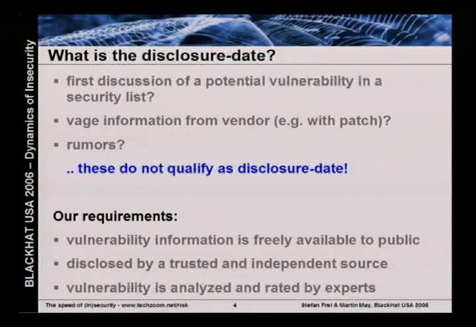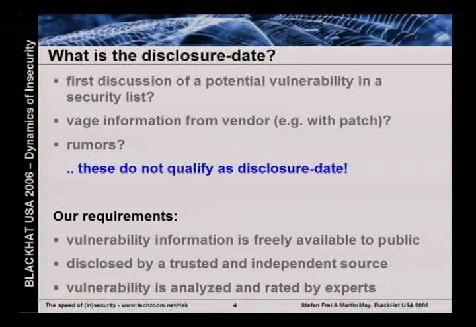So what is the disclosure date? There are lots of different opinions around there. In academia, we found lots of analysis focusing around the disclosure date, but there's no common understanding. What is it? Is it the first discussion of a vulnerability on a security list? Is it some vague information that comes from a vendor, perhaps with a patch, or is it just rumors? We do not consider those the disclosure date.